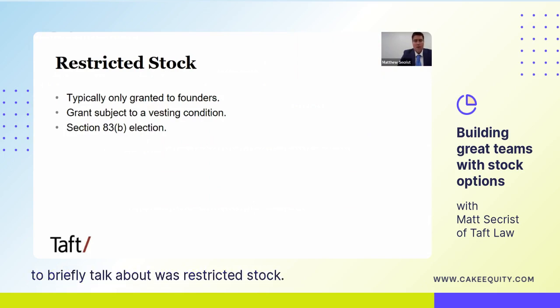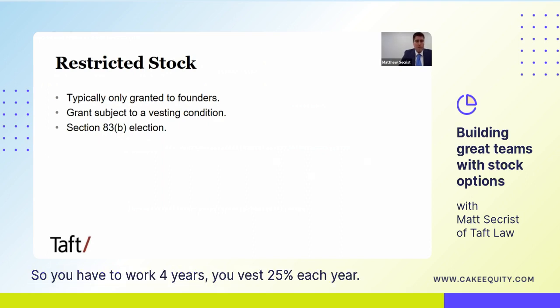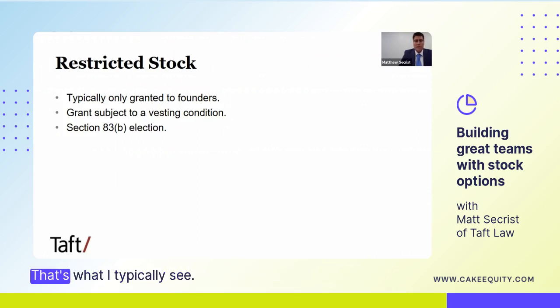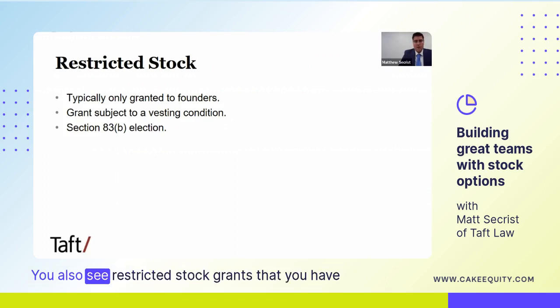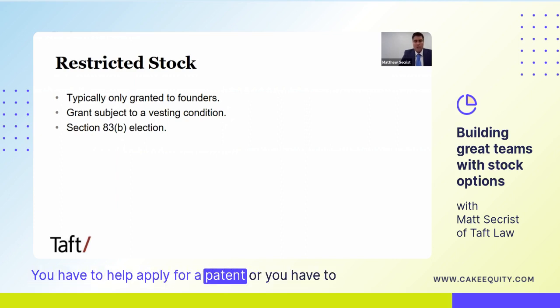The other type of equity grant I wanted to briefly talk about was restricted stock. Now, this is typically only granted to founders, and this is a real grant. You're getting a grant of shares that is subject to restrictions. Typically, it's a vesting schedule that sets forth a service requirement. So you have to work 4 years. You vest 25% each year. That's what I typically see. You also see restricted stock grants where you have to meet some kind of performance condition. You have to help apply for a patent, or you have to reach certain sales goals in order to become vested.